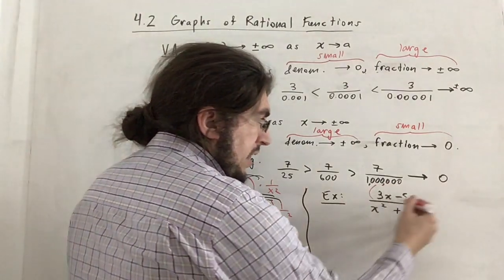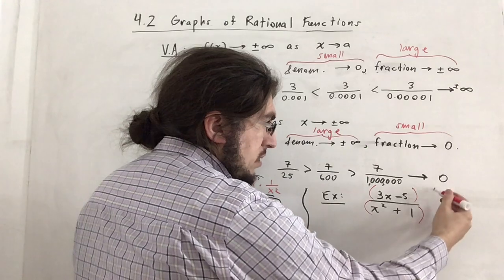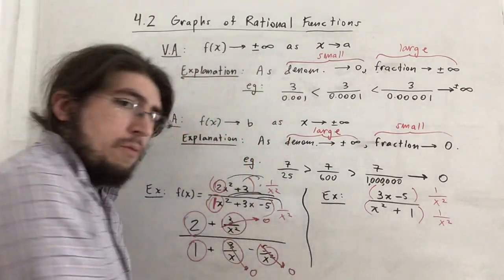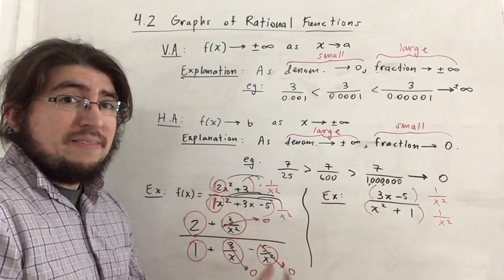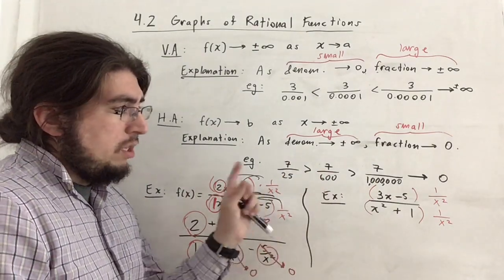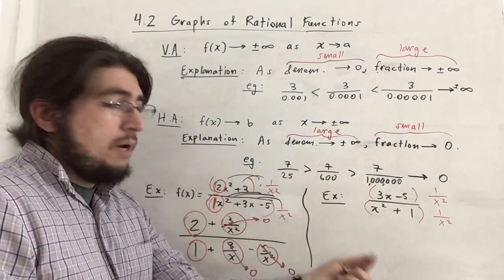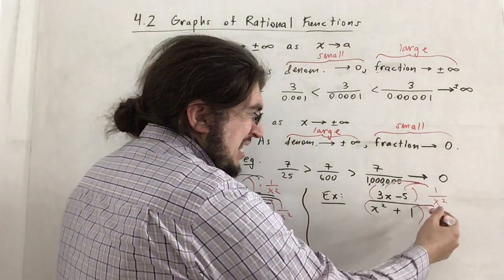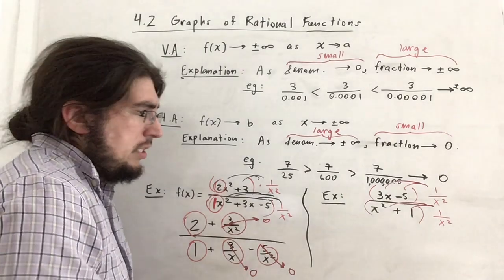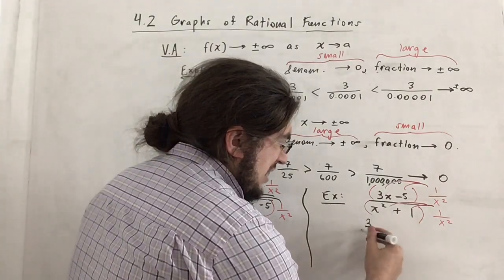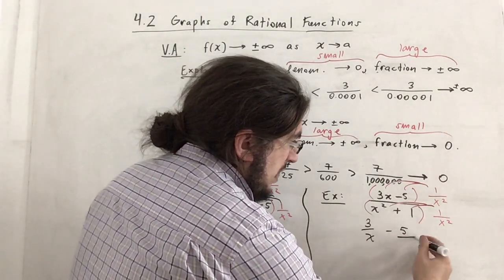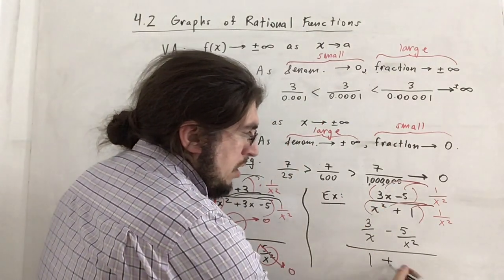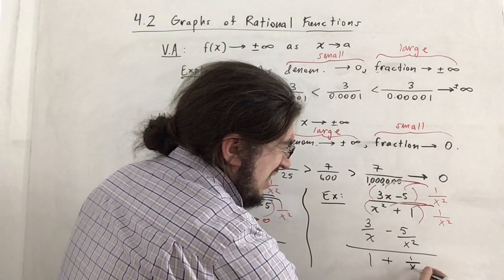But here, if we divide everything top and bottom by the largest power of x, which is x squared, remember, what you do to the top, you have to do to the bottom, so they have to be the same. And we're choosing the largest power of x that's either in the top or bottom. In this case, the bottom one is the winner. Distributing this, we get 3x over x squared on top, which reduces to 3 over x, minus 5 over x squared, over x squared over x squared is 1, plus 1 over x squared.